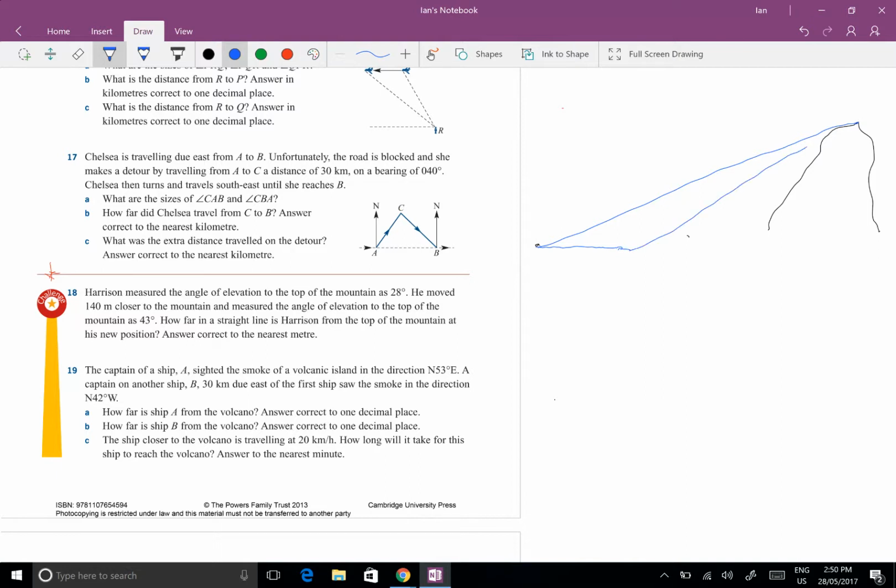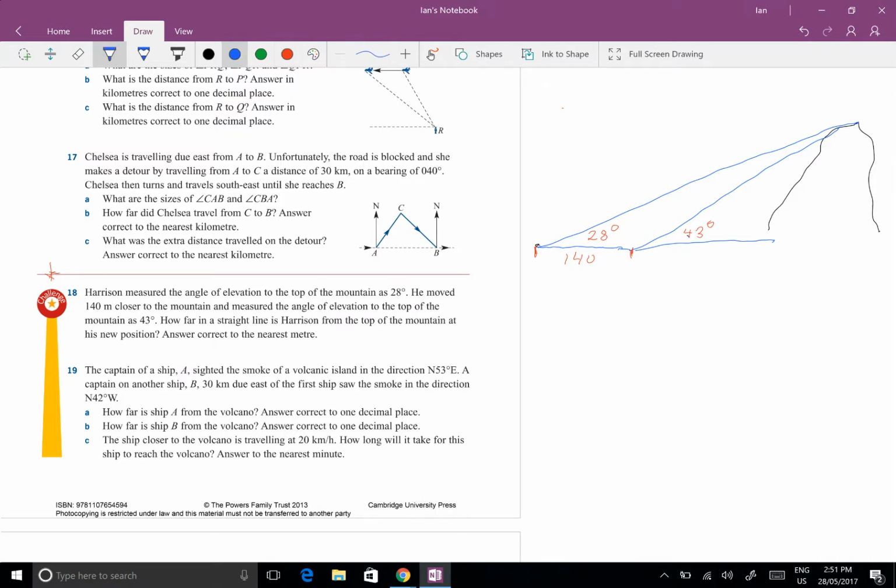And then he had another angle of elevation. Now I'm just going to draw that line in, but I don't need it. Well, I do sort of need it. So we know that this angle is 28 degrees. We know this distance is 140 from that point to that point. And we know that this angle of elevation is 43 degrees.